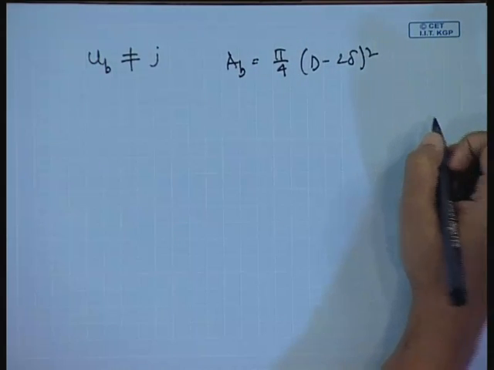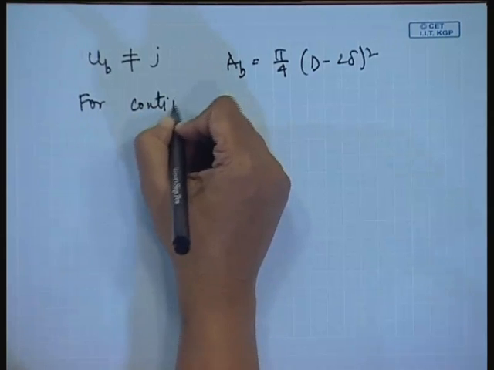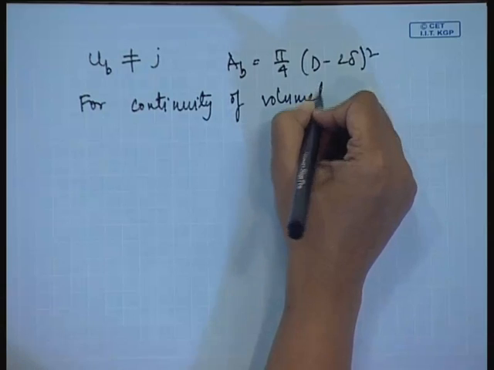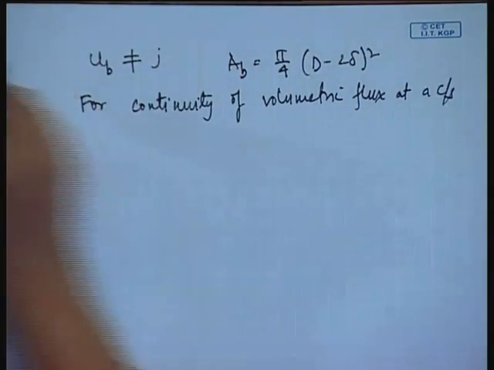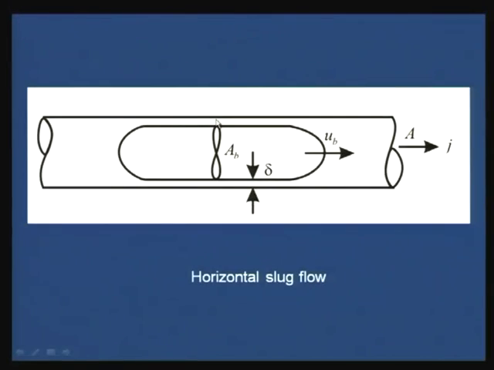that we have been doing for a long time. Again, from continuity of volumetric flux, just like I had done for the case of long bubbles. So, for continuity of volumetric flux at a cross section, what do you know? We know that for continuity UBAB must be equal to J into A. Yes or no? We have made one particular assumption, we have assumed the bubble to be axisymmetric in horizontal flow. Usually that does not happen, particularly for low flow rates, but since the liquid film thicknesses are not very different, we have made this assumption here.